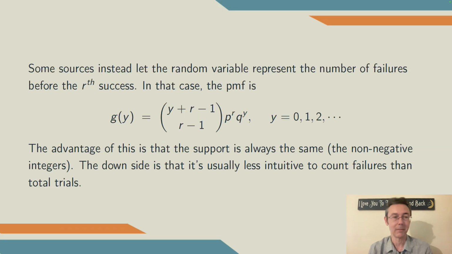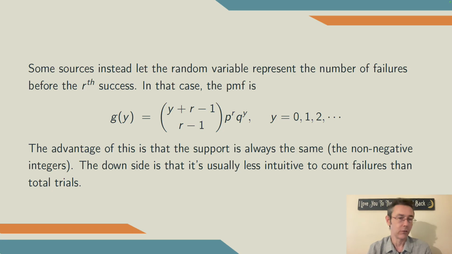when the probability of an individual success is 40%. Now, you have to be really careful when working with a negative binomial distribution, because some sources instead let the random variable represent the number of failures rather than the total number of trials before the rth success. And in that case, the probability mass function looks slightly different. I have it written here. I won't say too much about it. The advantage of that approach is that the support is always the same.